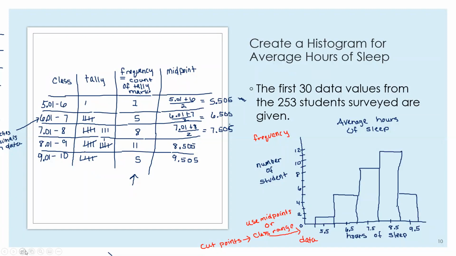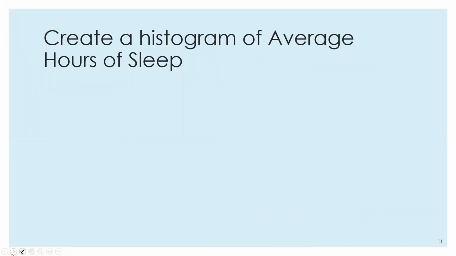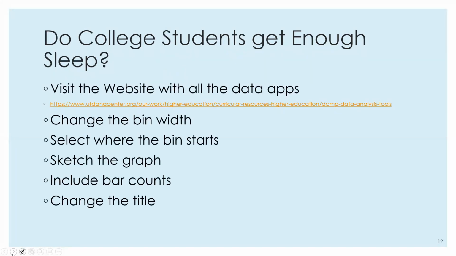But really what's typically done is that we want a much larger data set than just 30 values, and then we want to create the histogram with technology. So what I'm asking us to do is to create a histogram of the average hours of sleep for the whole data set, not just the first 30, but the whole data set. So I have given you in Blackboard a link to some data tools. So let me see if we can get this on my screen.